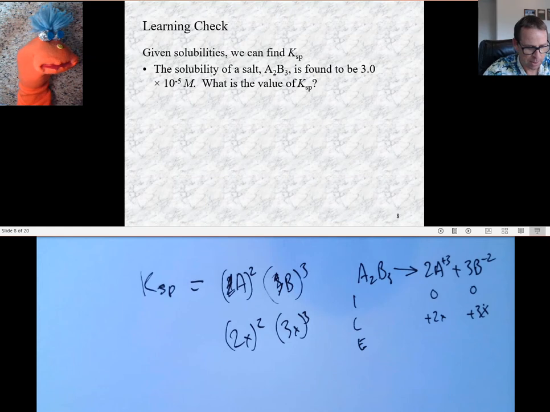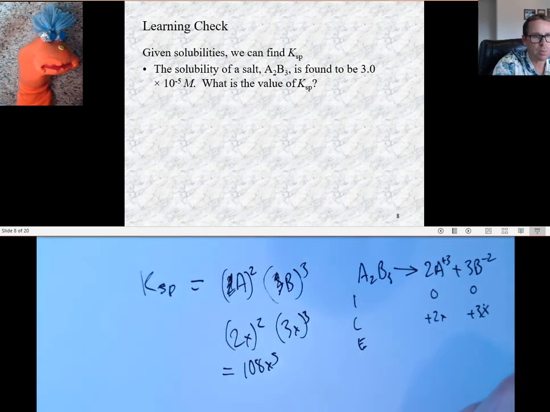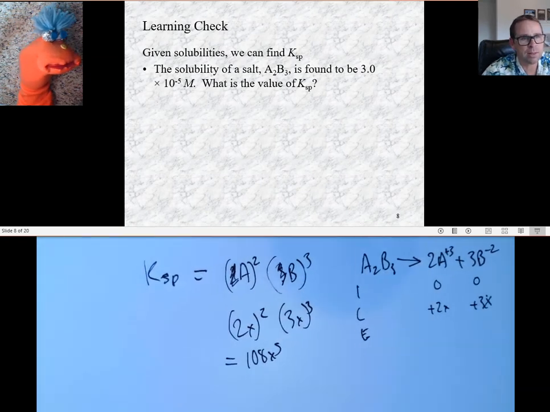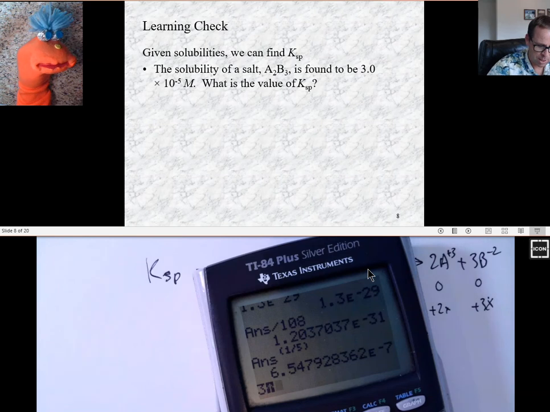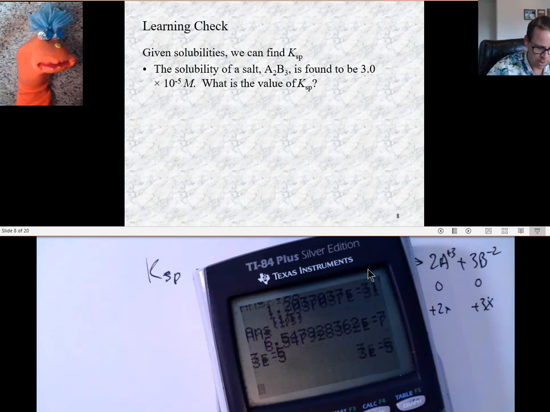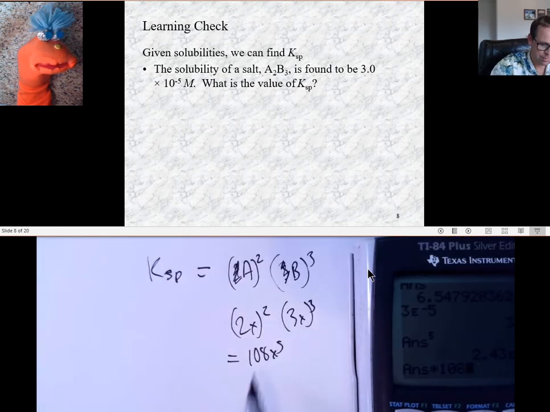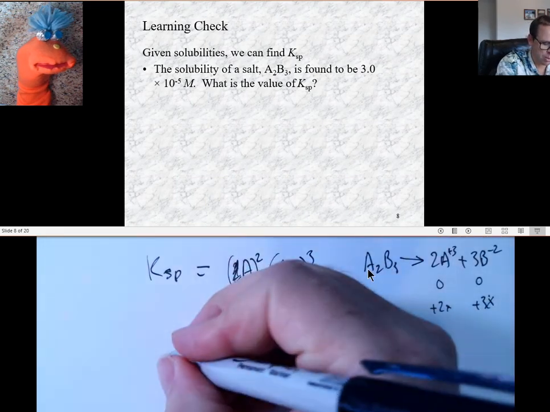There we go. All right, and then once again, this looks like 108x to the 5th set equal to our KSP. And we don't know what our KSP is, but we know that the x is 3 times 10 to the minus 5. That's the x. So this time we're going to take 3 times 10 to the minus 5 and then raise it to the 5th power. And that I'm going to multiply by 108 as well, right? And that will be 2.6 times 10 to the minus 21.